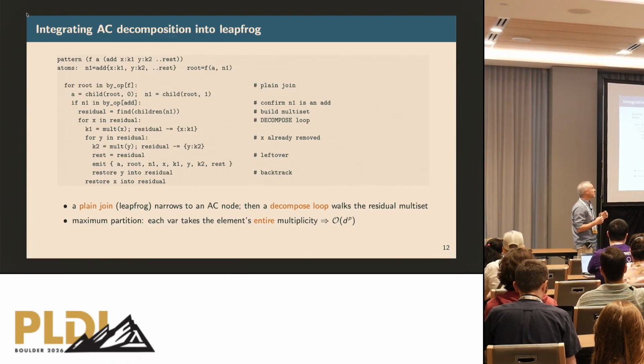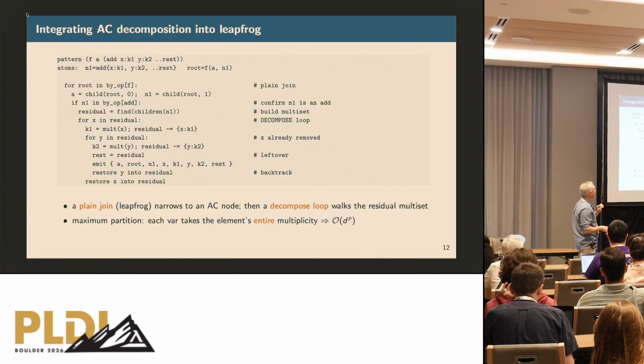So that's a multiset. Then for every x in the residual, we're going to enumerate bindings of x and y. We start by binding x. We also bind the multiplicity of x to k1. Then we subtract x k1 from the residual. Then we do the same for y in the residual that's been shrunk. We bind y, we bind k2, and then we do multiset subtraction again. The residual now is going to be the rest variable, and we can emit a full binding that way. Then we add y back into the residual, add x back, and continue looping.